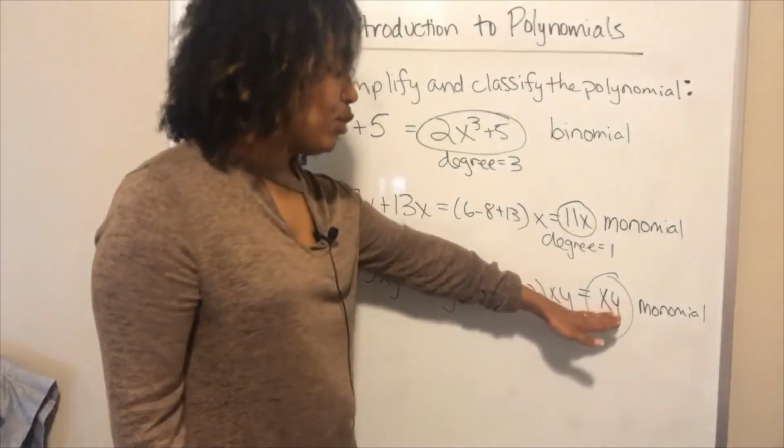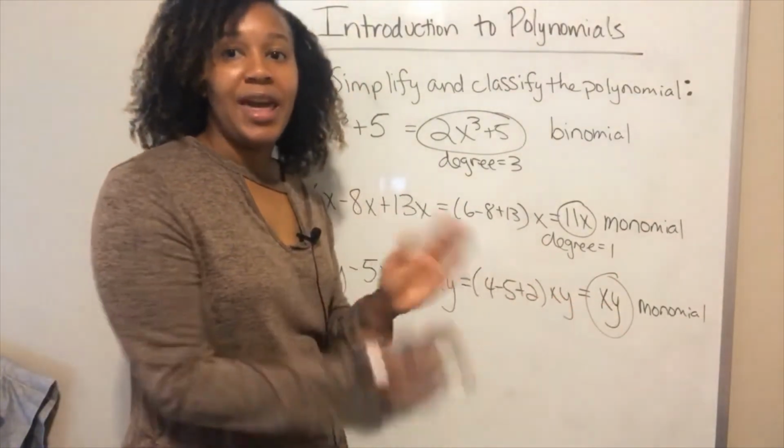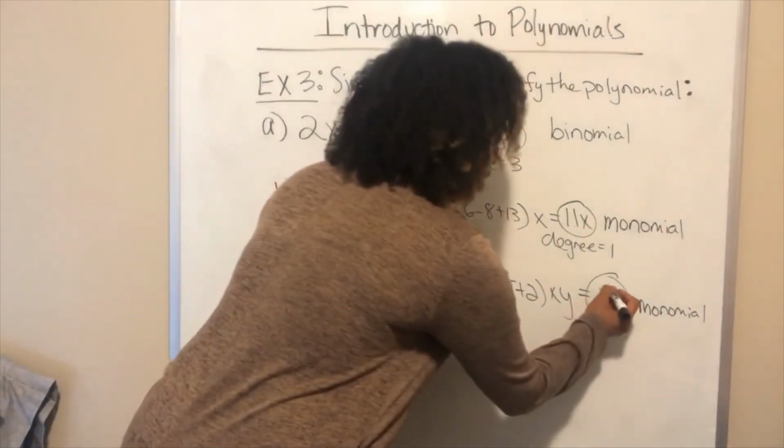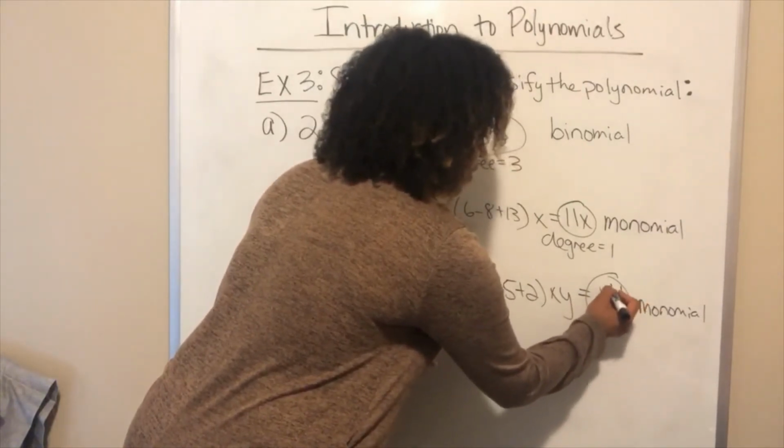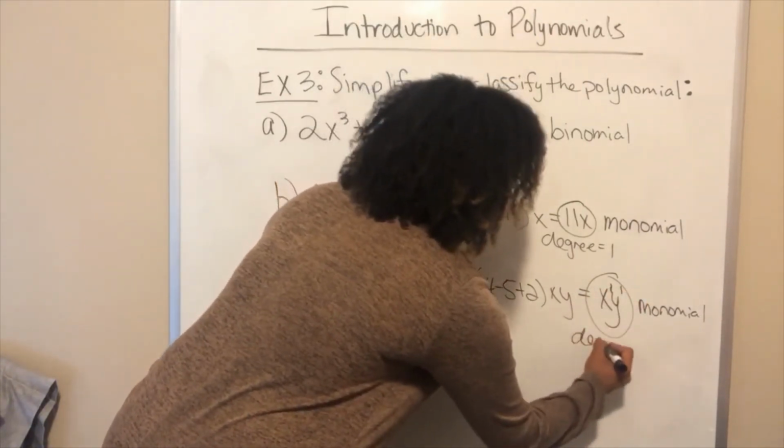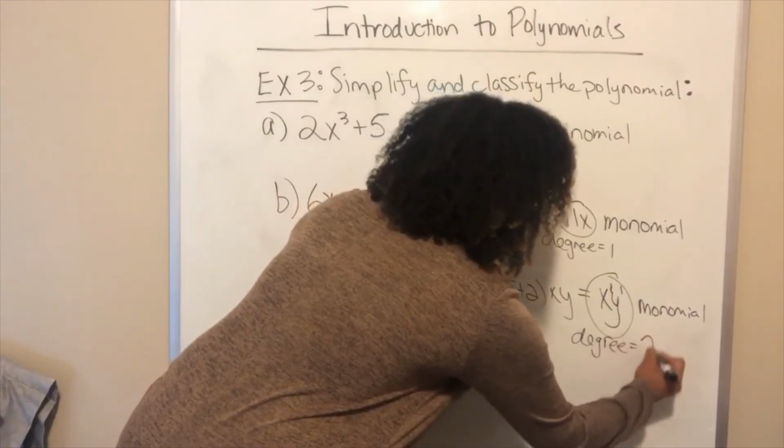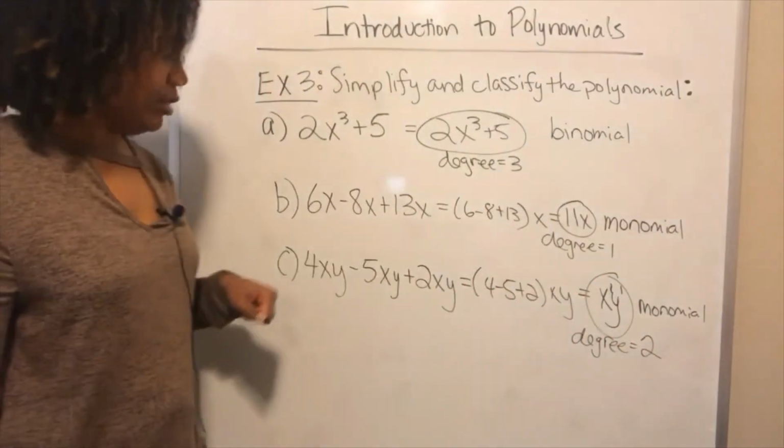And so if you have more than one variable in a term, then what you have to do is add those exponents together. So the exponent on that x is 1 and the exponent on that y is 1. So when you add those together, 1 plus 1, you get 2. So this would be considered a second degree polynomial.